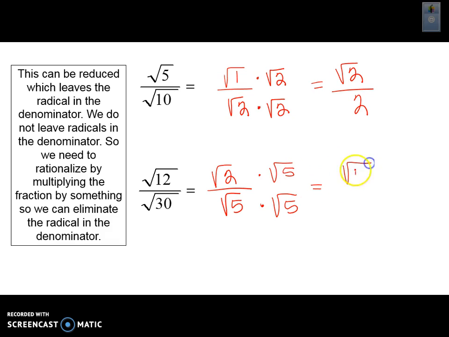And we've got the square root of 10 up top, and then square root of 5 times the square root of 5 just becomes 5. Since one of these is under a radical and the other is not, this number does not simplify. So we leave that as the square root of 10 over 5 for our final answer.